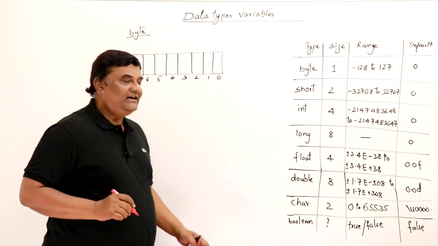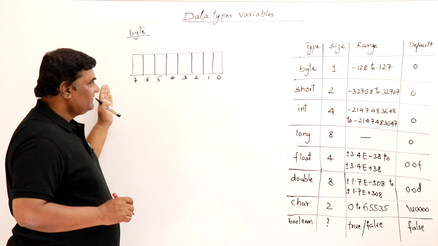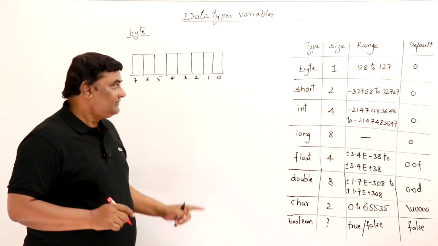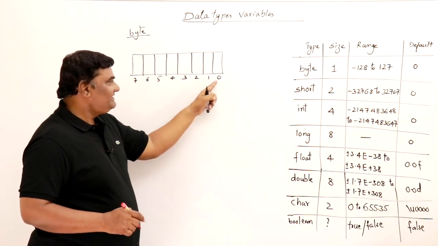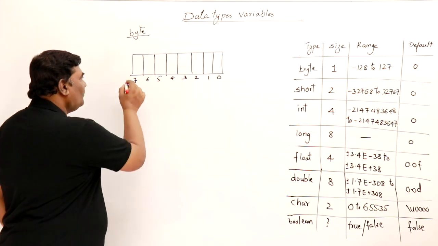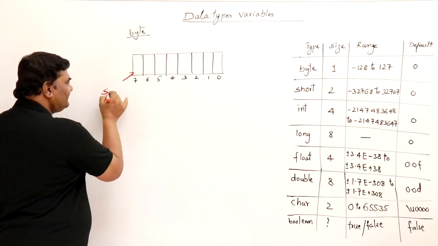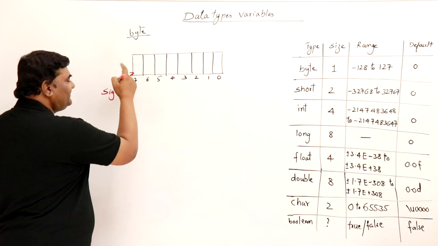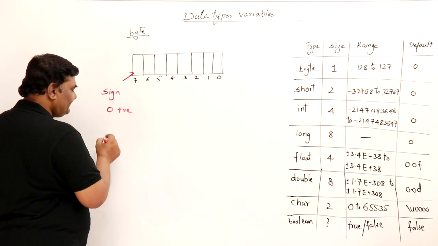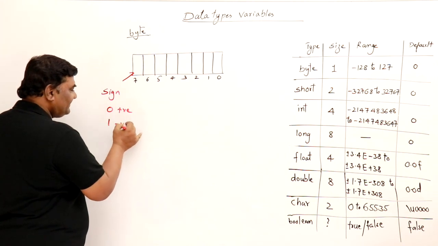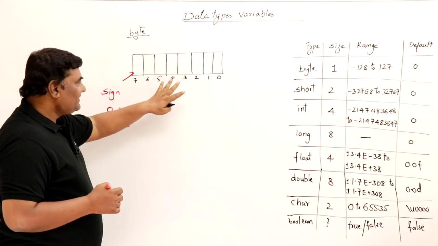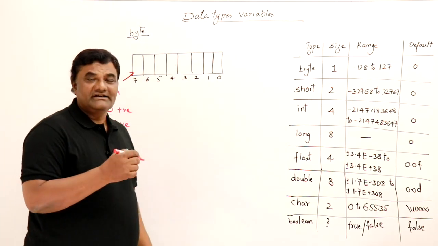For explaining sign, I have taken an example of a byte. A byte takes 1 byte, that is 8 bits. So these are 8 bits. This is the least significant bit, this is the most significant bit. In 8 bits, one of the bits is reserved as the sign bit. If that bit value is 0, then the number is taken as positive, and if it is 1, then the number is taken as negative. So this sign bit decides whether the number contained in these bits is positive or negative.